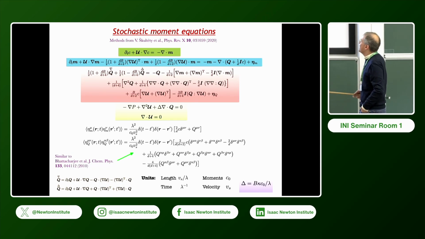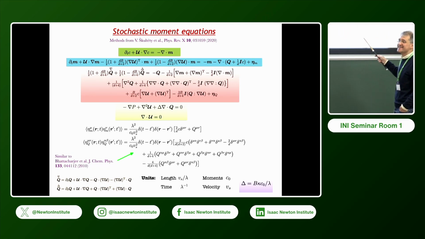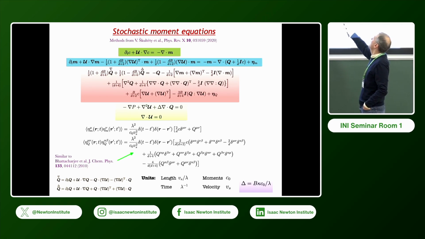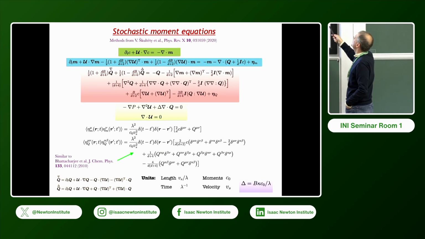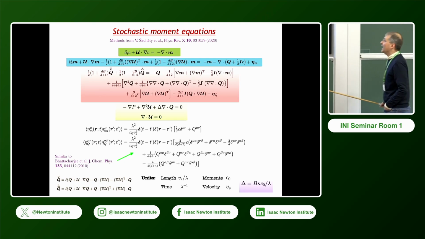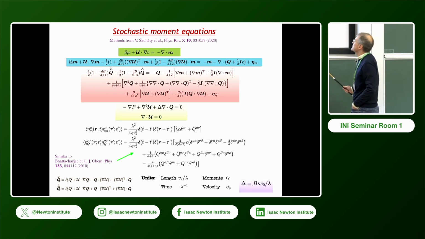So using those methods, we derived a new system of equations which looks exactly like before. So these are mean field equations for the concentration, polarization, and the Q tensor. But now there is a noise term present on the right-hand side for the two higher moments. And these noise correlations come really from random reorientations of the microswimmers.